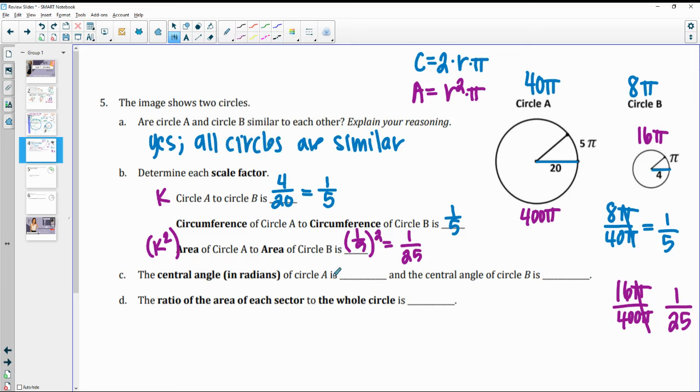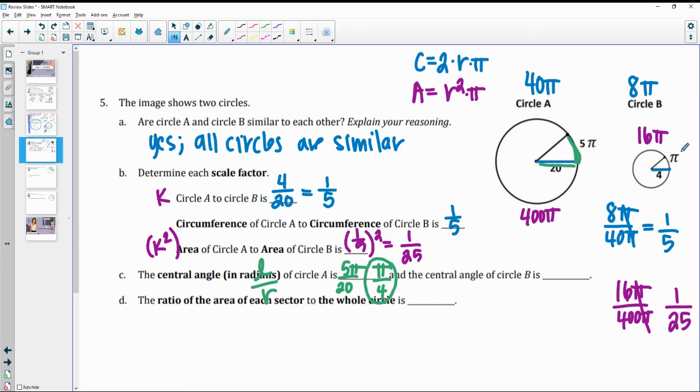Part C says the central angle in radians. Remember that when you're doing radians, it's just the arc length divided by the radius. So in this one, the arc length is 5 pi, and we'll divide by 20. So it's going to be 5 pi divided by 20. 5 and 20 both divide by 5, so we would end up with pi over 4 when we simplify that.